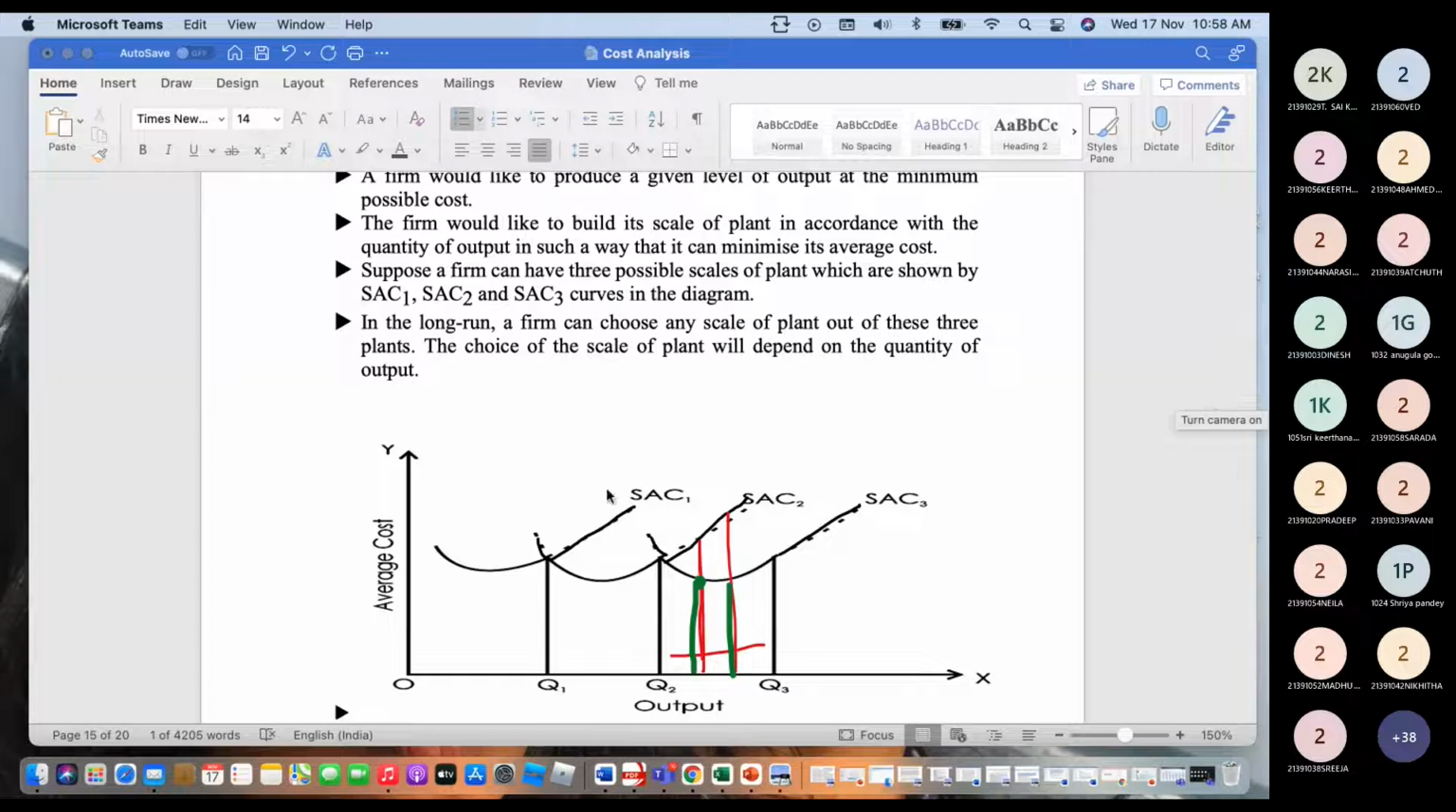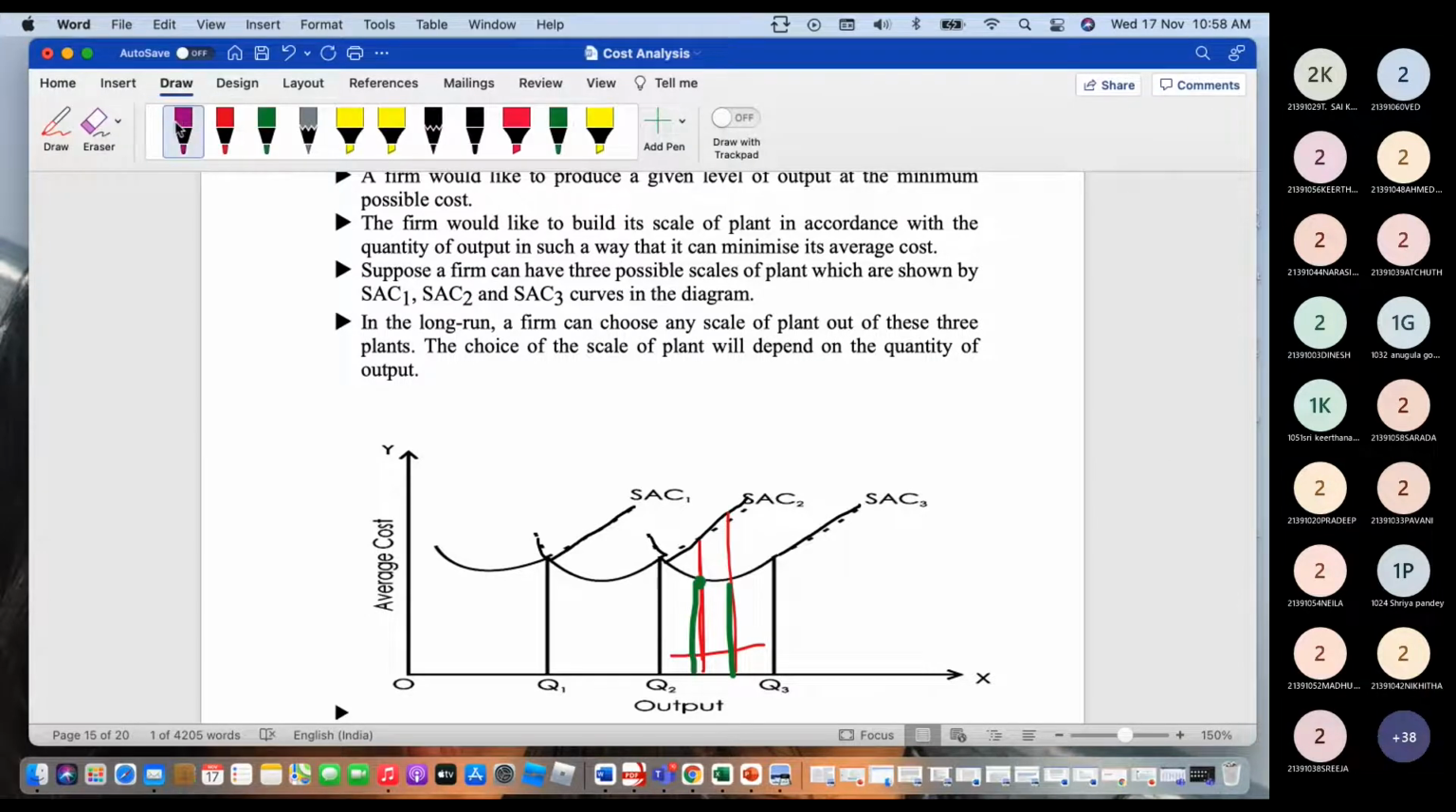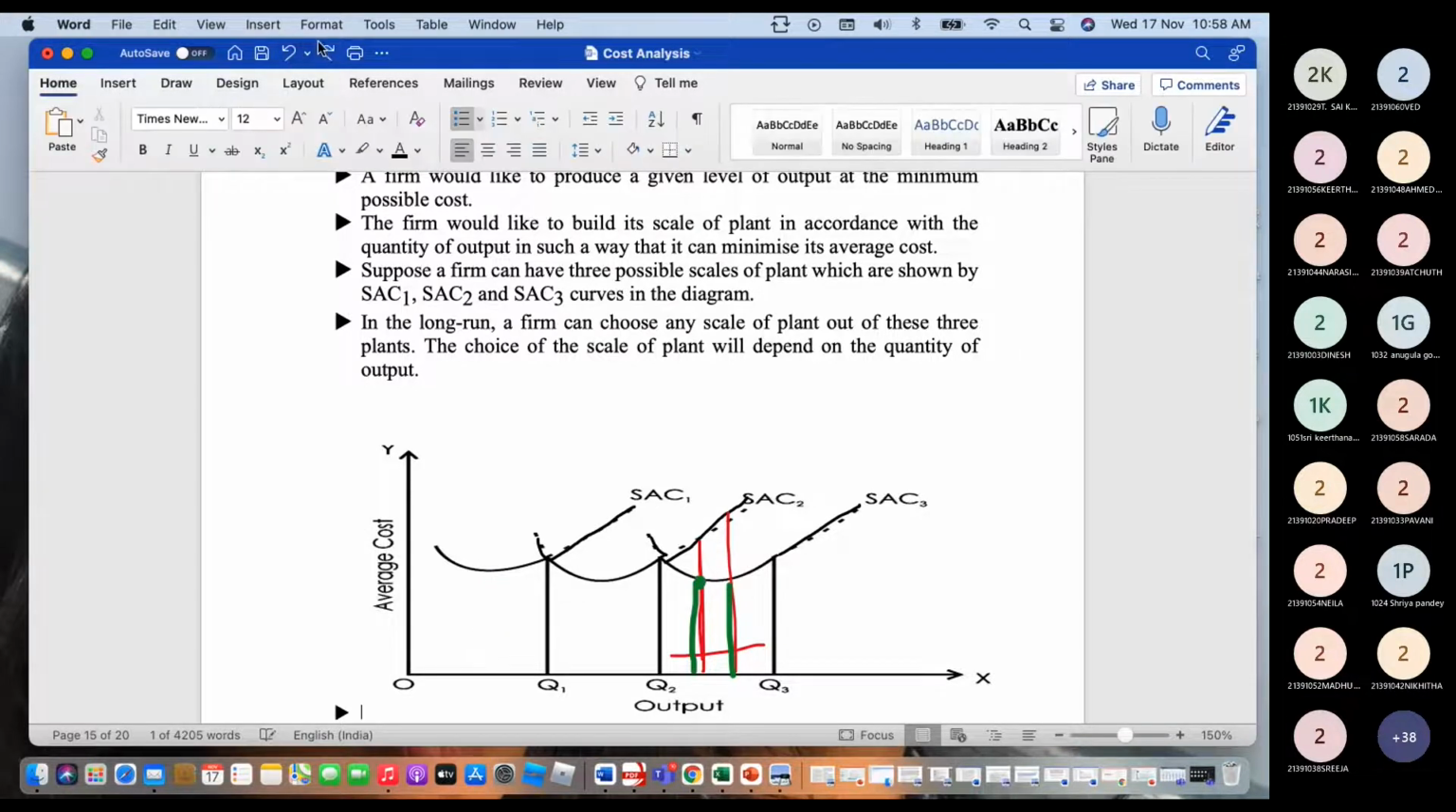We have explained this graph in the previous class, students, where we have drawn three SSC curves, SSC 1, 2 and 3. When the firm is producing OQ, if you see here for SSC 1, this is the minimum cost. If they are producing this much level of output, the cost is the minimum.